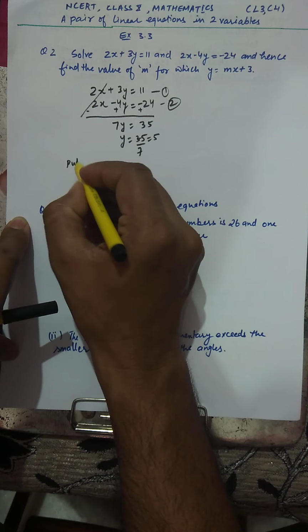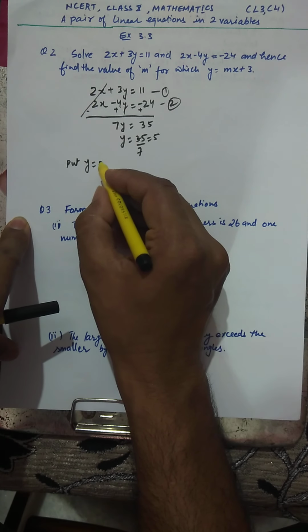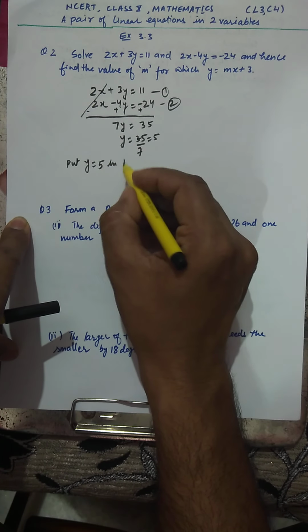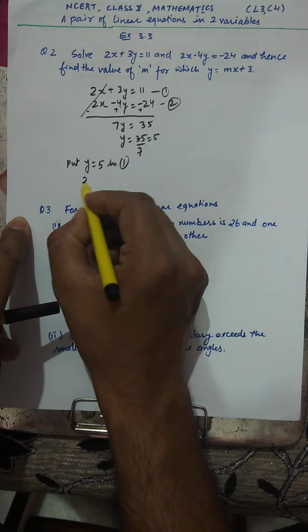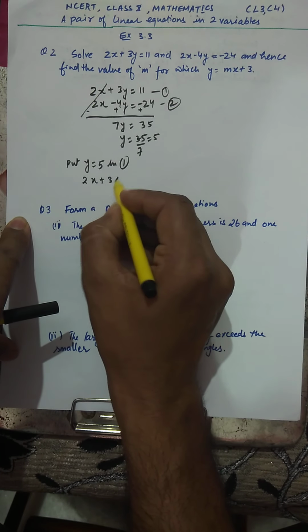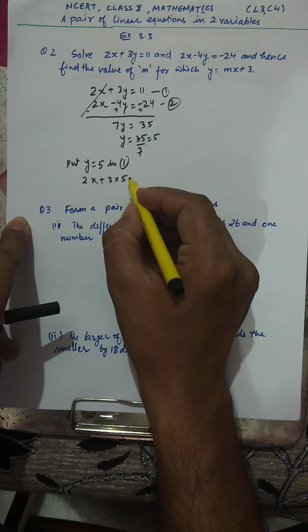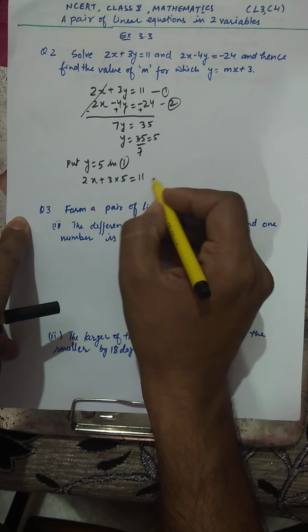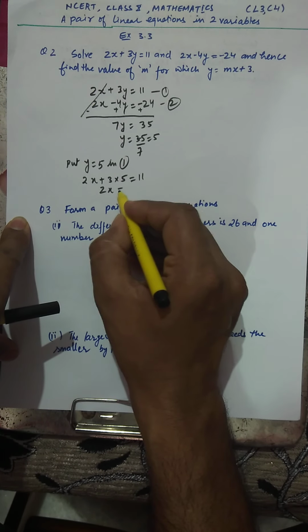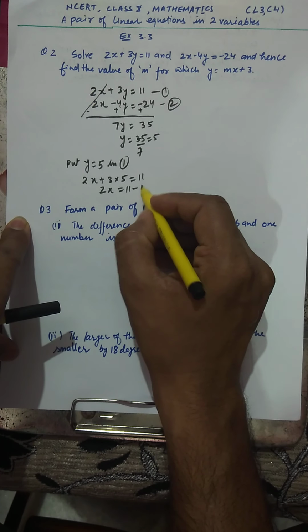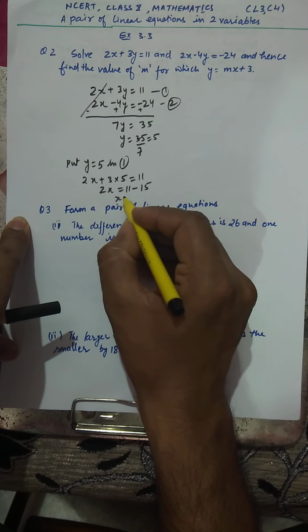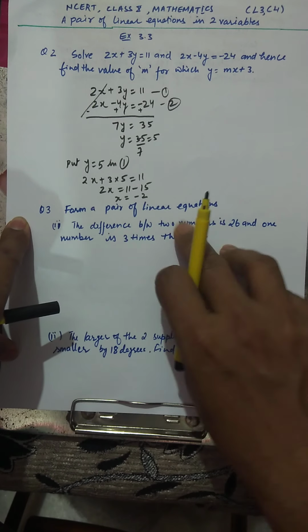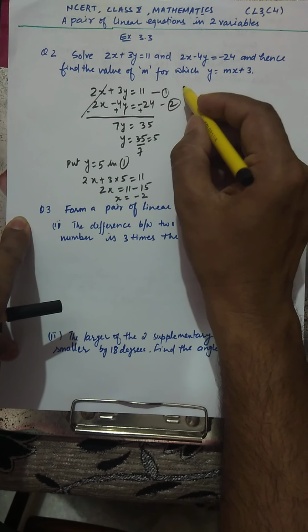So put y equal to 5 in 1. So we get 2x plus 3 into 5 equal to 11. So this is 15. So this 2x will be 11 minus 15. So this is minus 4. So x will be minus 2. So my value of x has come.